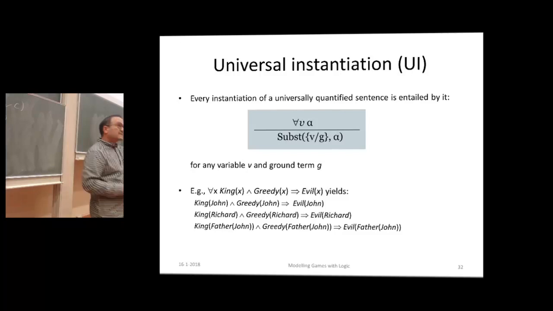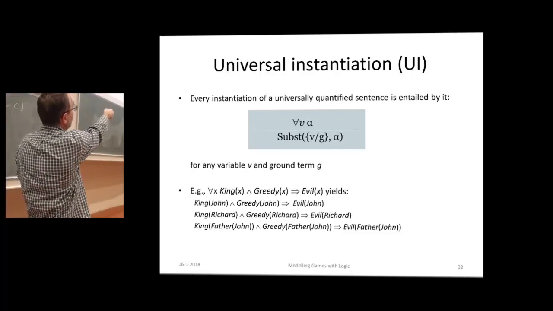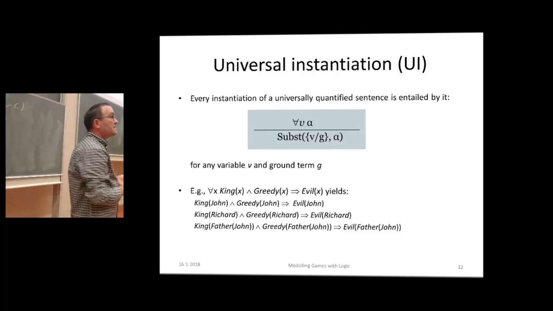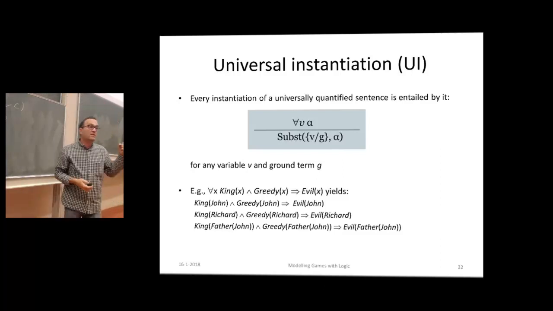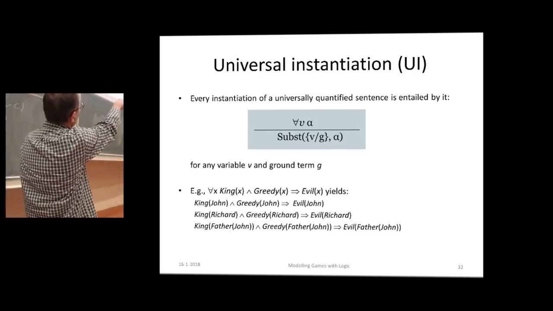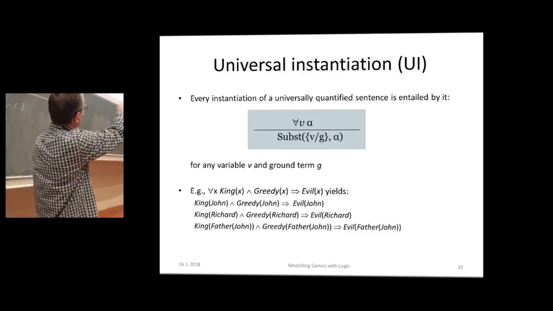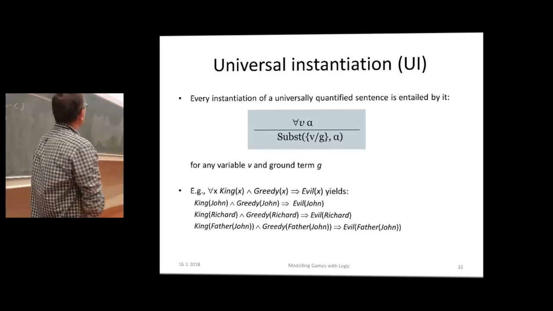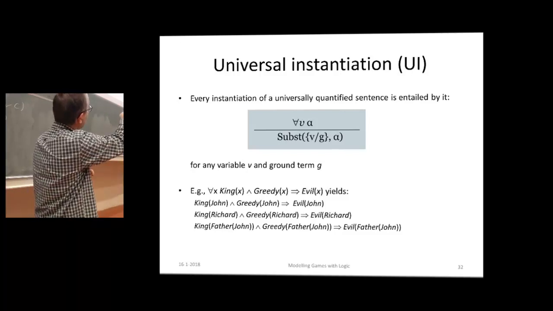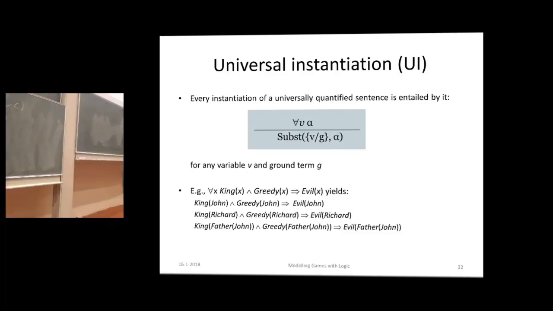Let's first look at the mechanism more systematically. The idea is that whenever you have a formula for all v of A, then you can simply replace v with all the ground atoms of your domain and rewrite the formula. Just as we did here, we now have a finite set of ground terms G. This is the example from King John and Richard again, and we just have to fill in all the substitutions, and they are all valid formulas that follow from it.